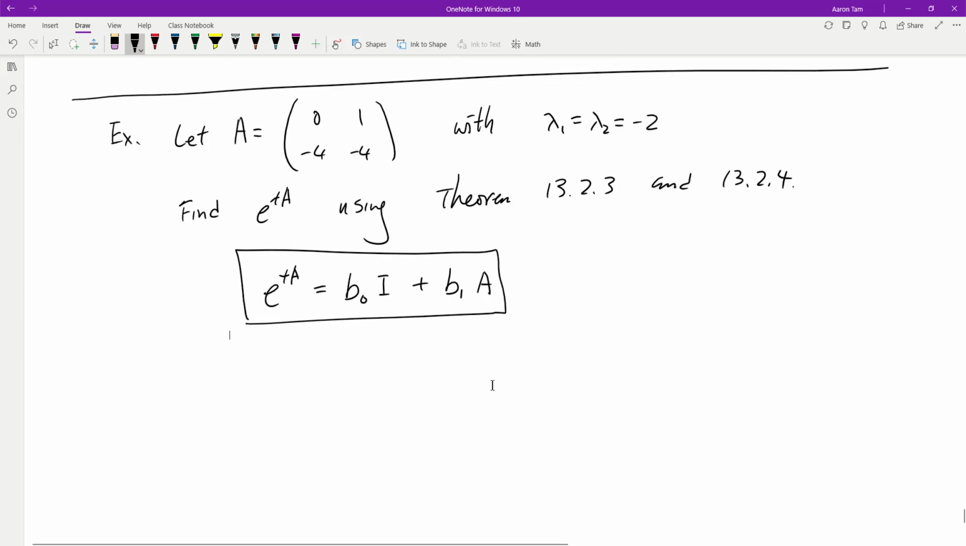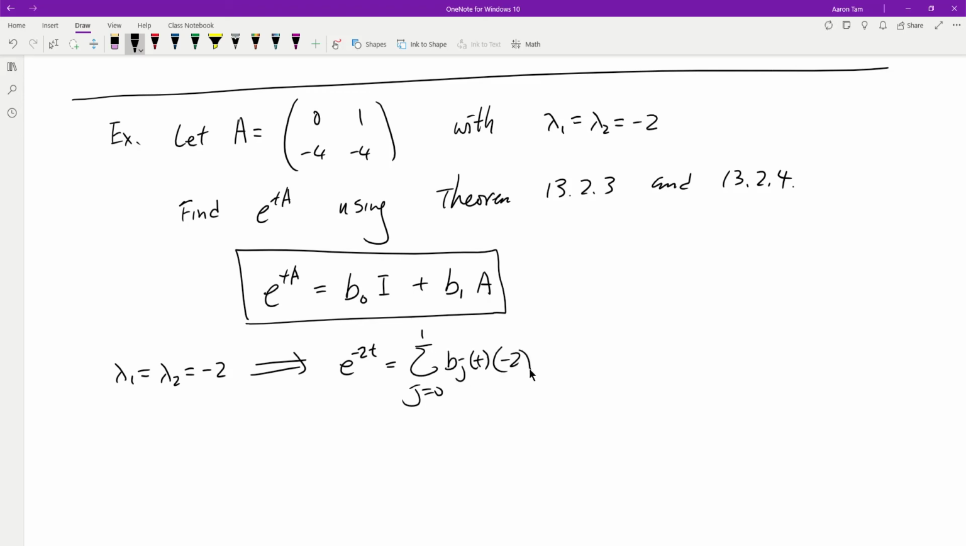So first of all, regardless of what happened, we do have a repeated eigenvalue, but we at least have one eigenvalue, which is negative 2. So based on 13.2.4, it tells me that e to the negative 2t must equal the summation j from 0 to n minus 1, which is 1, of b sub j of t times negative 2 to the j. So that's plugging in either lambda 1 or lambda 2. And so this results in the equation e to the negative 2t equal to b sub 0 minus 2 b sub 1.